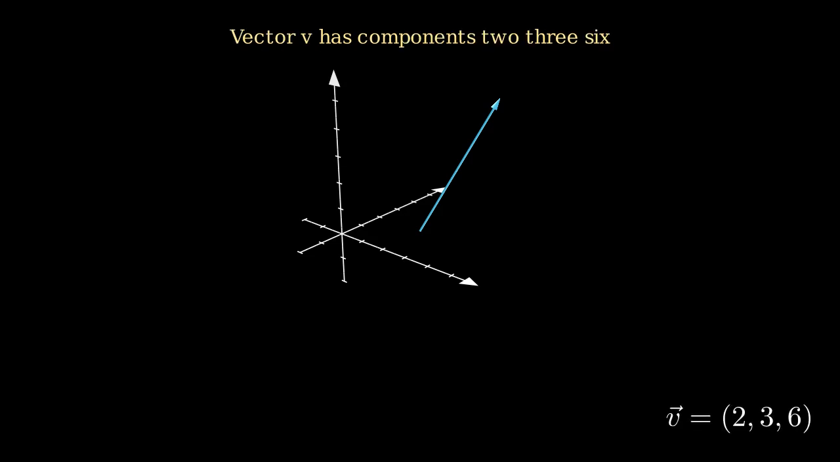Before we calculate anything, take a guess. What do you think the length of this vector might be? To find its length, we use a 3-dimensional version of the distance formula. Magnitude of v equals the square root of 2 squared plus 3 squared plus 6 squared. That's the square root of 4 plus 9 plus 36, which is the square root of 49, so the magnitude of v equals 7.